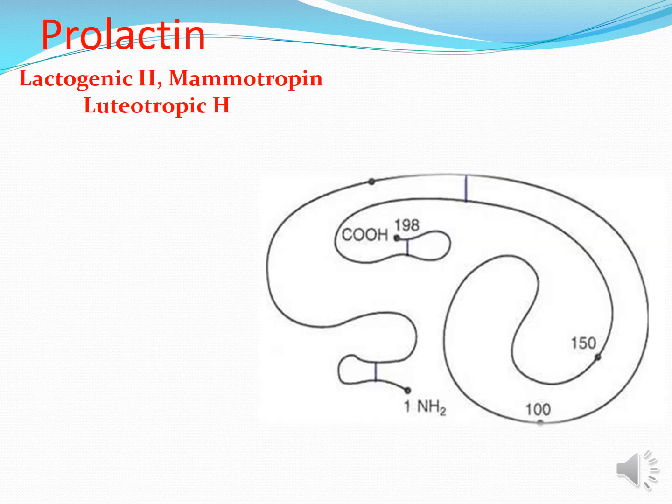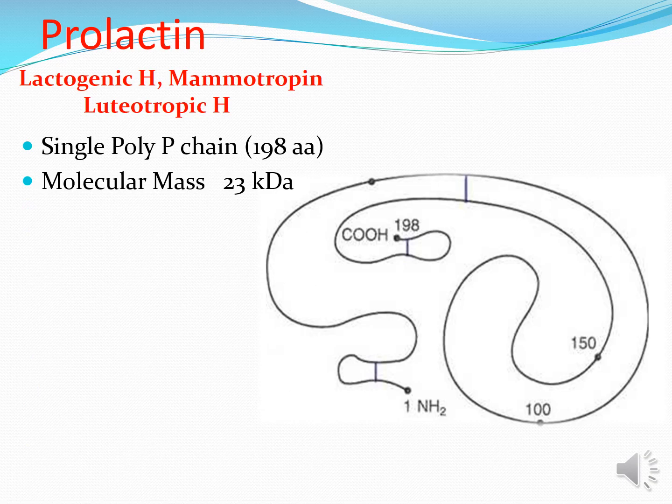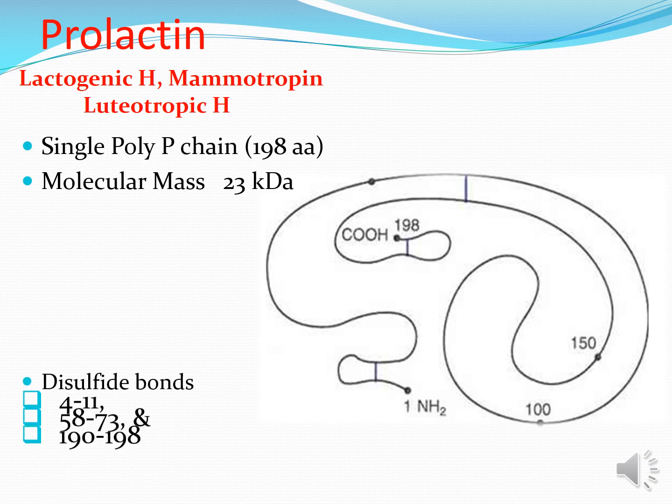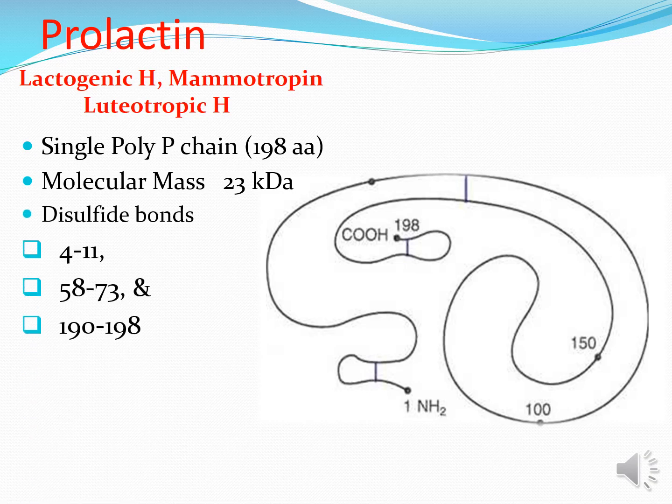This is the structure of prolactin, which is also called lactogenic hormone, mammotrophin hormone or luteotrophic hormone. Prolactin is a protein molecule with a single polypeptide chain containing 198 amino acids with 3 disulfide bonds, one at position 4 and 11, second at 58 and 73, and third one at 190 and 198 position.